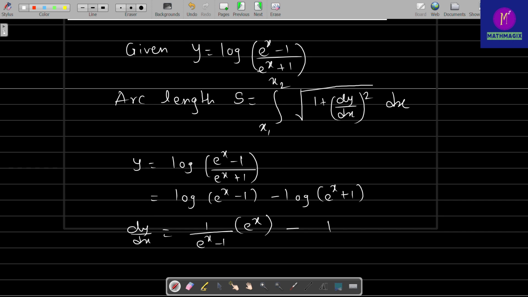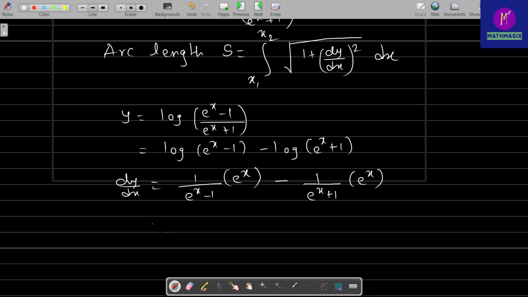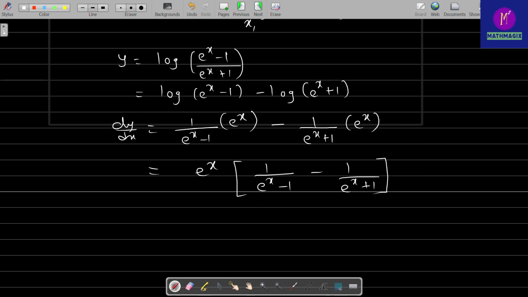Similarly here, for log of (e^x plus 1), the derivative is 1 upon (e^x plus 1), and again the derivative of e^x plus 1 is e^x. Then this is equal to e^x, which is a common term we can write outside, and we will write 1 upon (e^x minus 1) minus 1 upon (e^x plus 1). Then this is equal to, let us solve this.